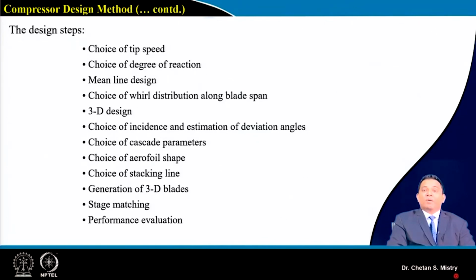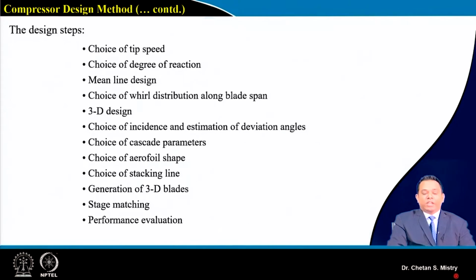Then we were discussing mainline design. Suppose we are talking about low speed application or subsonic compressors, for them our mainline design is what we are doing at 50% span. When we are discussing a supersonic or transonic compressor, our mainline design will be happening at 75% of span.